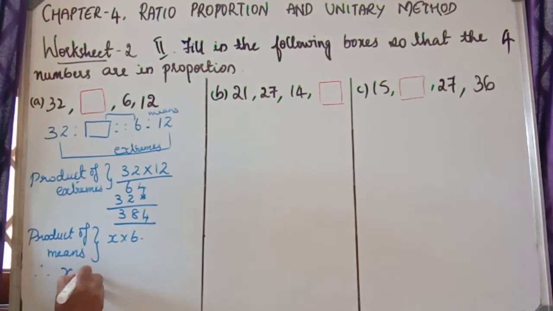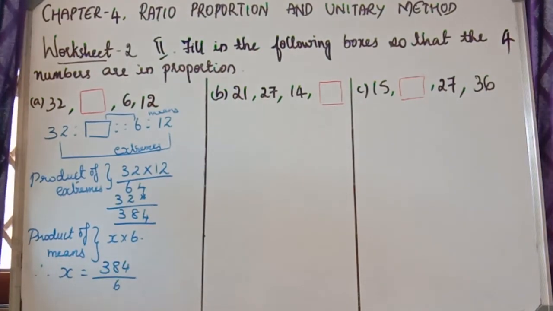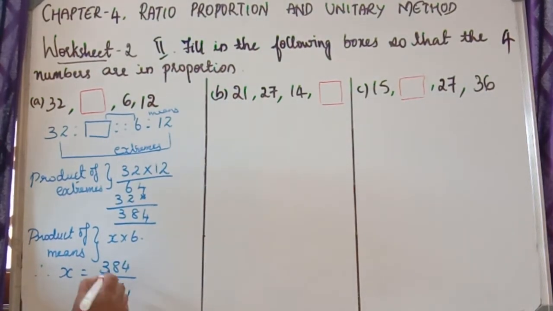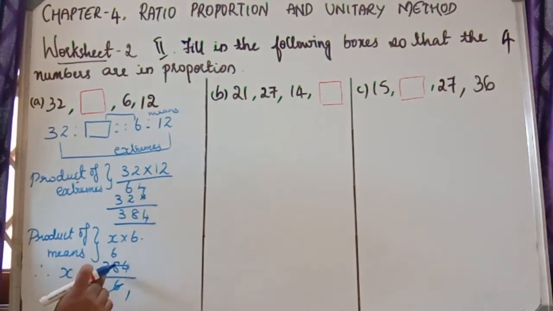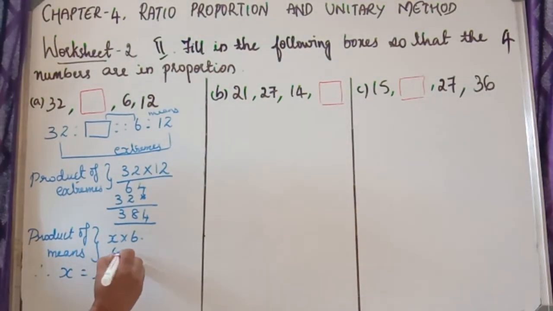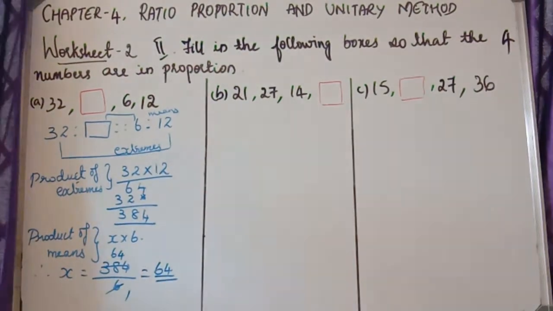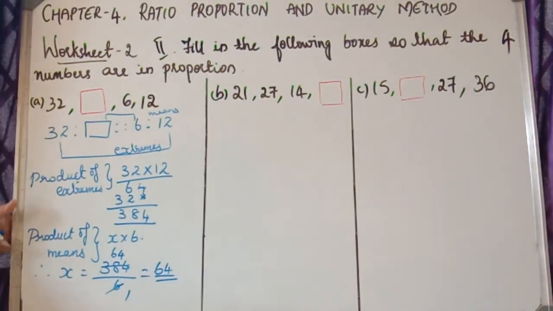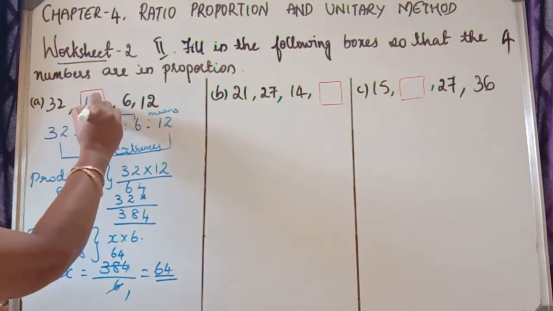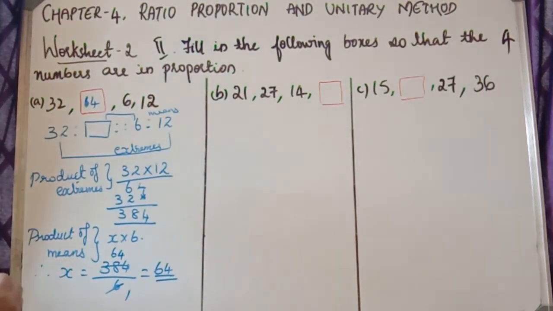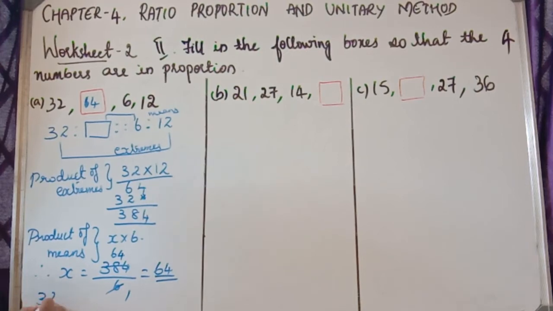So therefore x is equal to 384 divided by 6. Shall we cancel it? 6 ones are 6. 6 6s are 36. Remainder 2 is here. 24. 6 4s are 24. So the x is 64. What number will come in the box? 64. Then 32, 64, 6, 12 are in proportion.